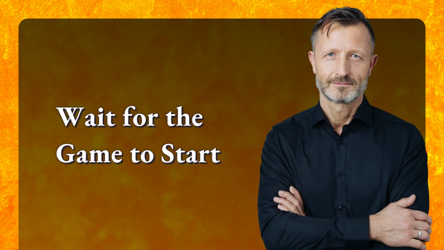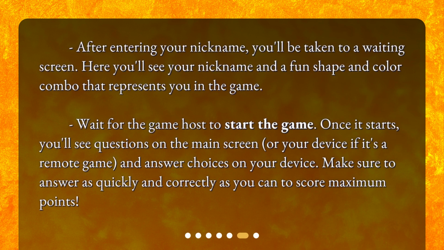Wait for the game to start. After entering your nickname, you'll be taken to a waiting screen. Here you'll see your nickname and a fun shape and color combo that represents you in the game. Wait for the game host to start the game. Once it starts, you'll see questions on the main screen or your device if it's a remote game, and answer choices on your device. Make sure to answer as quickly and correctly as you can to score maximum points.